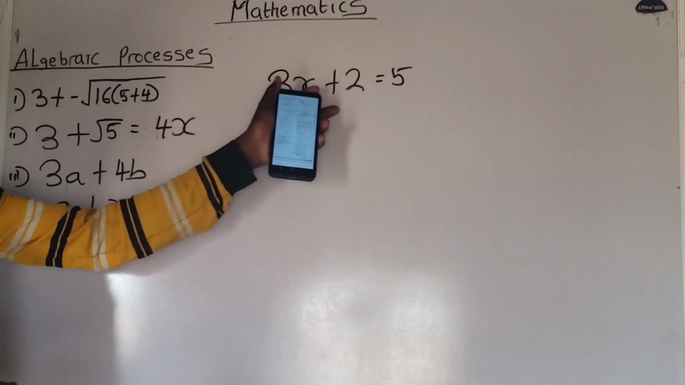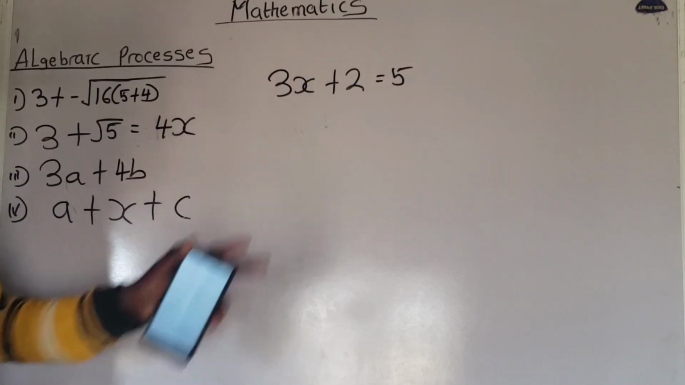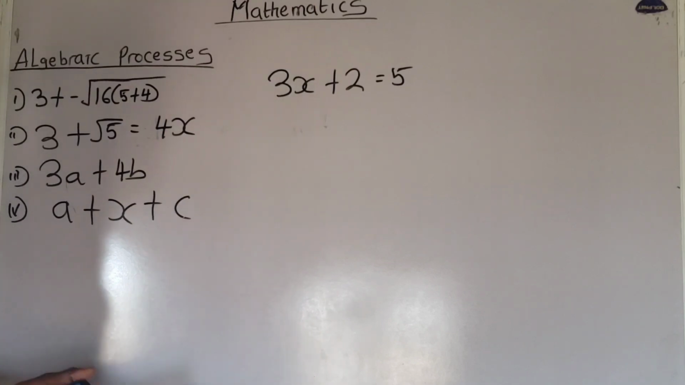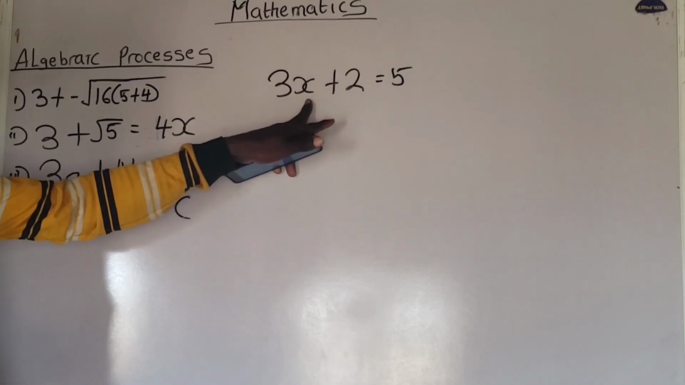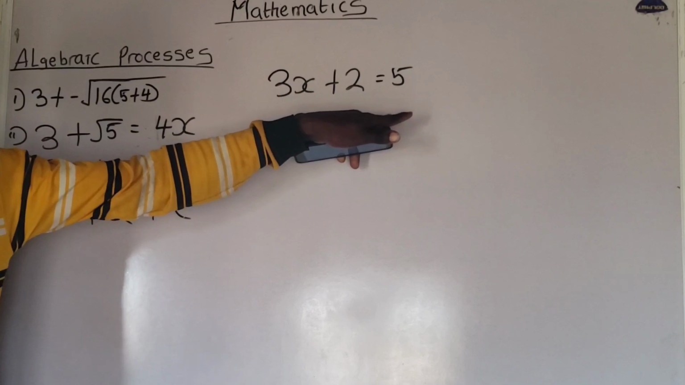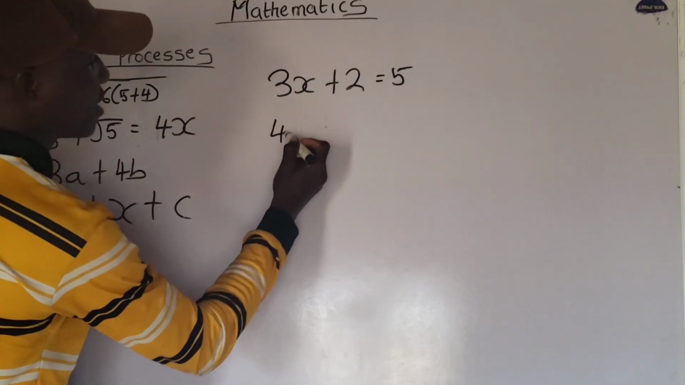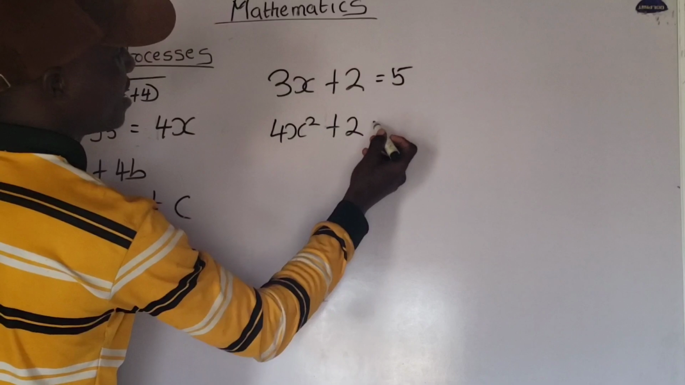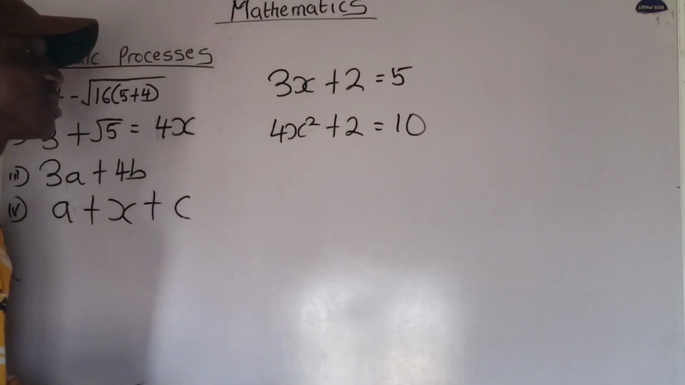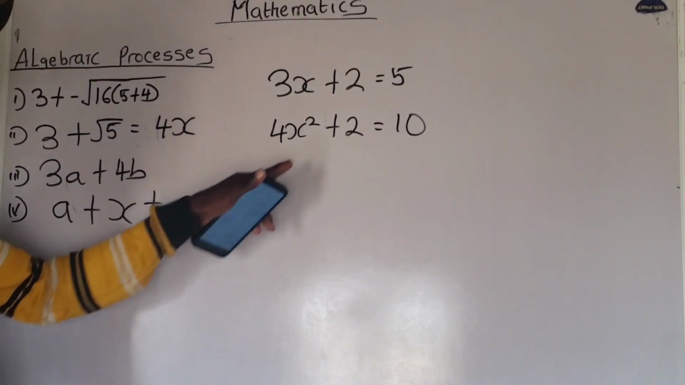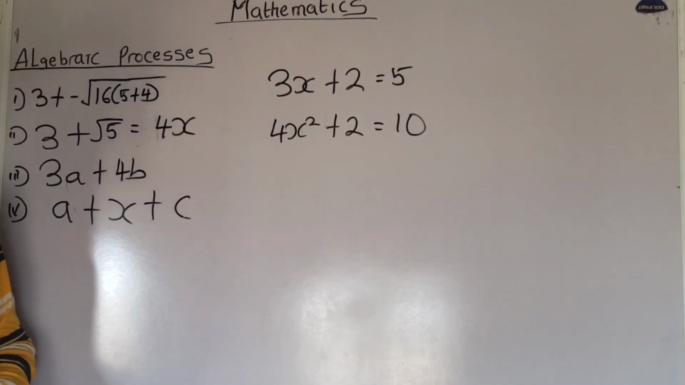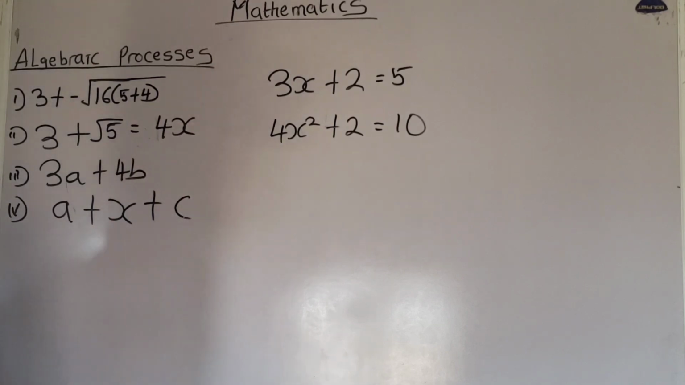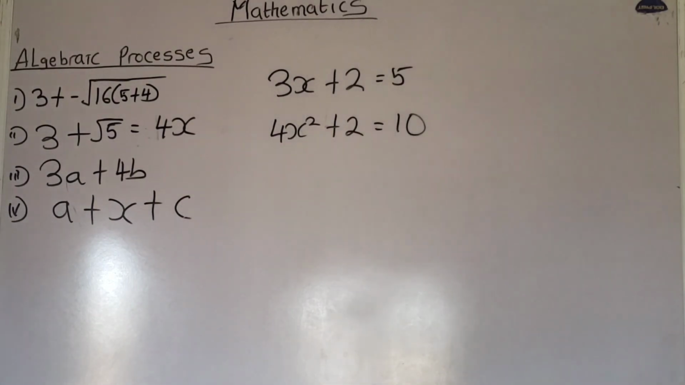The unknown in this expression is x. The highest power, the exponent of x, is 1. So this is a simple linear equation. If I have something like 4x squared plus 2 equals 10, this is not a simple linear equation, because the highest power of the unknown, which is x, is 2. So for us to call an equation a simple linear equation, the highest power of the unknown must be 1. Please pay attention.